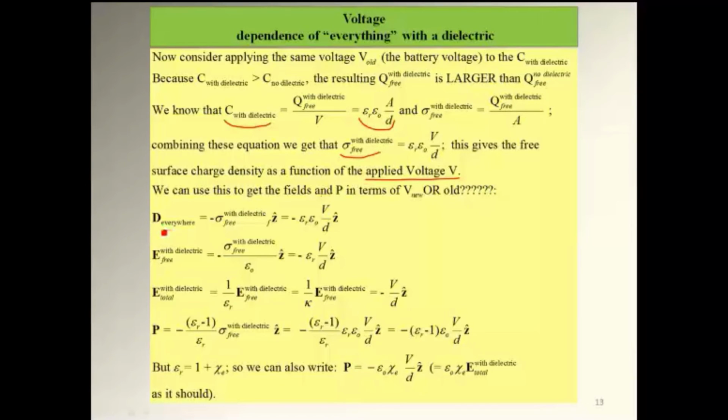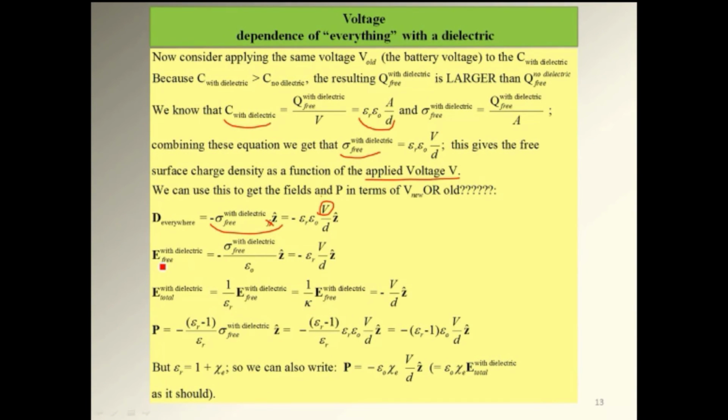We say that D everywhere, remember, only depended on the free charge density. It's going to be in the minus Z direction. And that's equal to minus epsilon r, epsilon 0, V over D times Z. This is what we got before for D. Now this time it's the voltage that we apply with the battery.